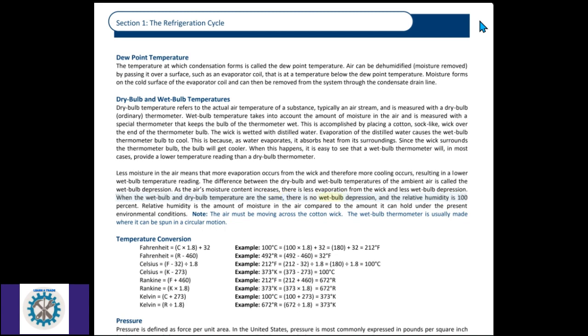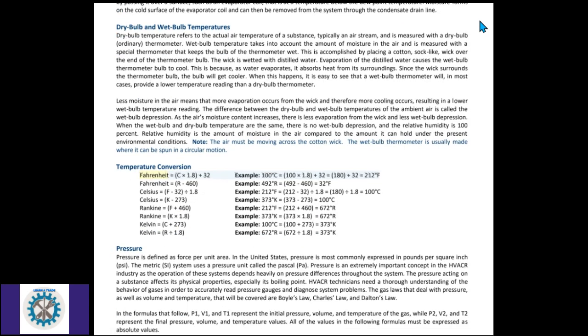As the air's moisture content increases, there is less evaporation from the wick and less wet bulb depression. When the wet bulb and dry bulb temperature are the same, there is no wet bulb depression and the relative humidity is 100%. Relative humidity is the amount of moisture in the air compared to the amount it can hold under the present environmental conditions. Note, the air must be moving across the cotton wick. The wet bulb thermometer is usually made where it can be spun in a circular motion.